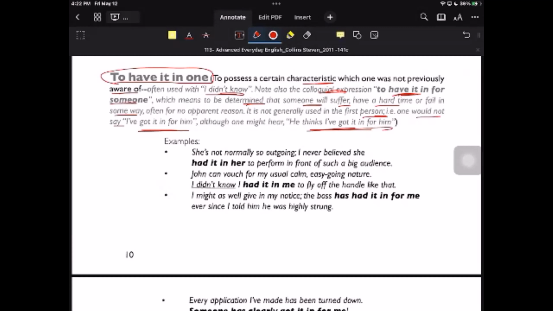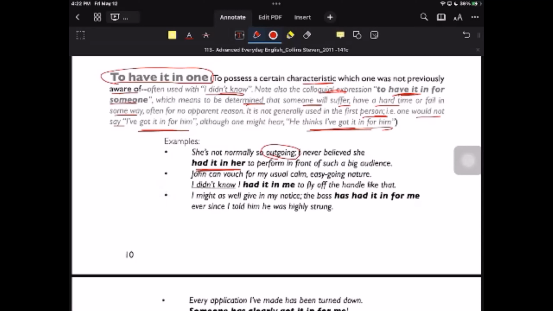She's not normally so outgoing. Remember outgoing, guys? Sociable person. Okay, she'll say, Gary, I never believed that she had it in her. Never believed she had it in her. What does it mean? To possess this certain characteristic which one was not previously aware of.